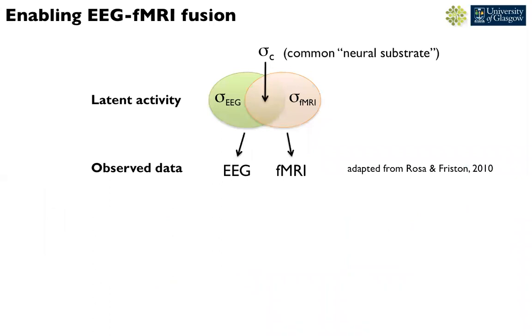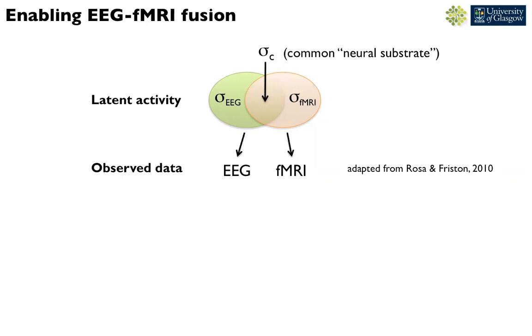So what's the underlying principle that would enable the fusion? Presumably, each of the two signals have some unique information content, but what we're assuming here, and we're ultimately interested in, is the shared variance across the two neuronal representations. In other words, we're aiming to exploit the overlap or the intersection, if you like, of the latent activity across the modalities that some people refer to as a common neural substrate. So how do we do that?